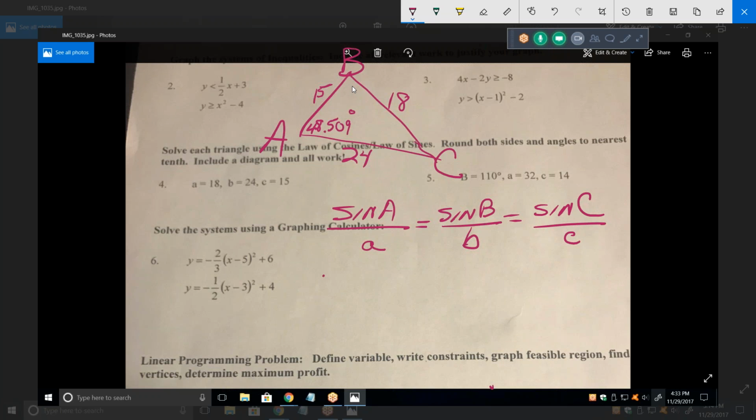So now you'd plug in: sine of 48.509 over 18 is then equal to sine of 24 over small b. You don't take trig functions of numbers, you take trig functions of angles. Oh yeah, so sine of B over 24.